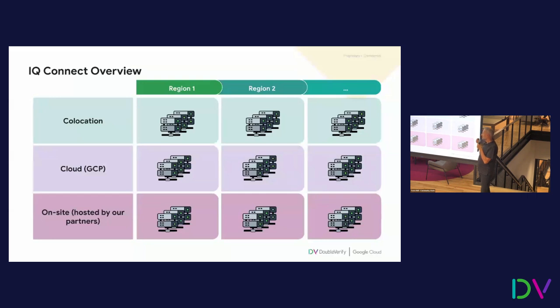So what we do is deploy our IQ Connect application in different regions. We deploy it in co-location. We deploy it in the cloud. We deploy it on the side of our partners, always depending on where they run their stack, where the partners are running their application and where they need our data.